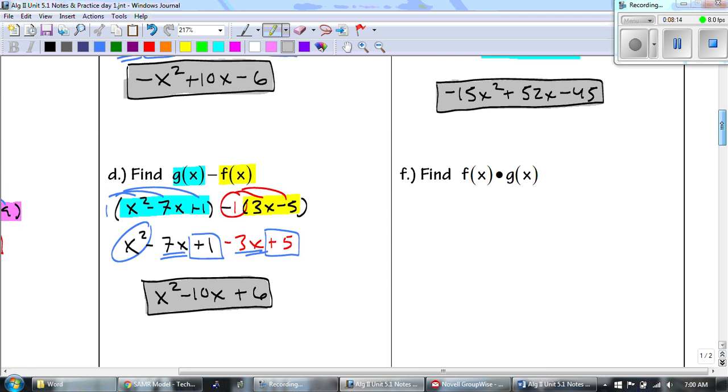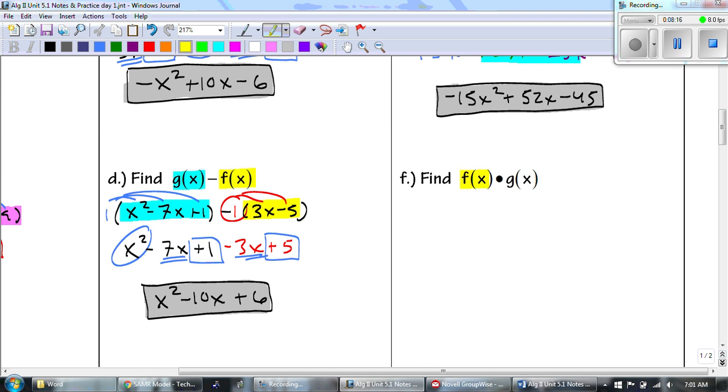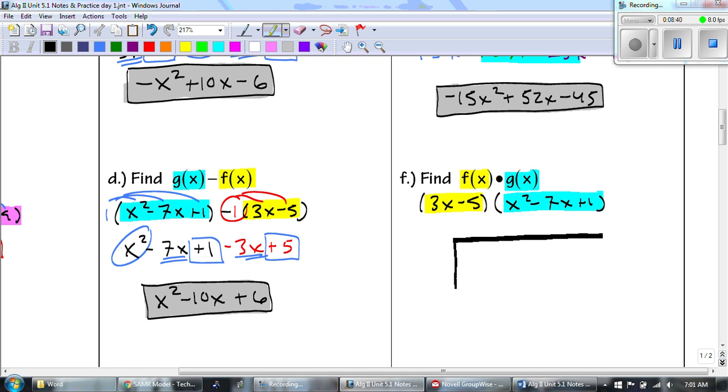Now for our next one, f of x times g of x. As I write this out, my f of x is 3x minus 5, my g of x is x squared minus 7x plus 1. Here, I'm going to do the box method because I have a trinomial times a binomial. So there's a lot of information to keep track of, okay?